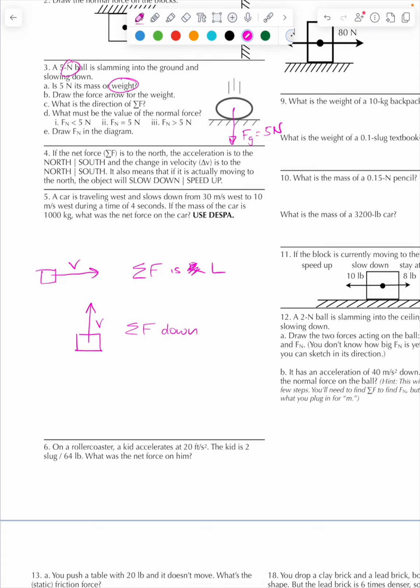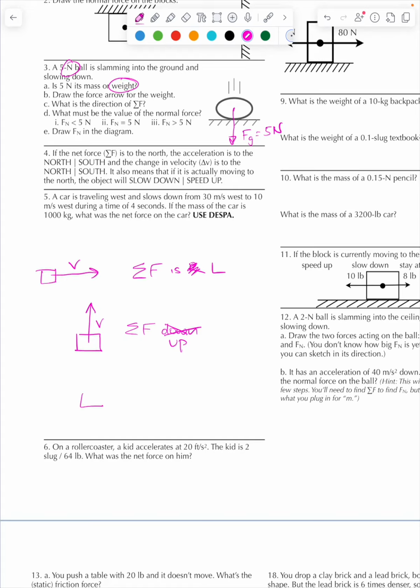Again, the idea is if something is slowing down, the net force must be in the opposite direction that the object is currently going. If the net force were up while the box is moving up, what would we see happen to its velocity? It would speed up, right? And maybe I could just switch it another way.